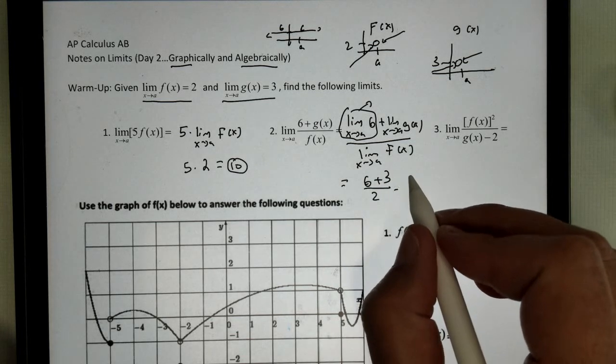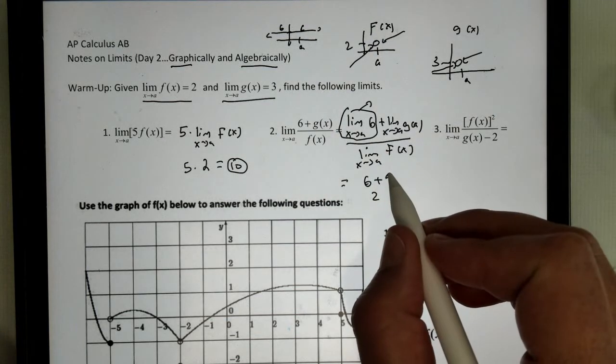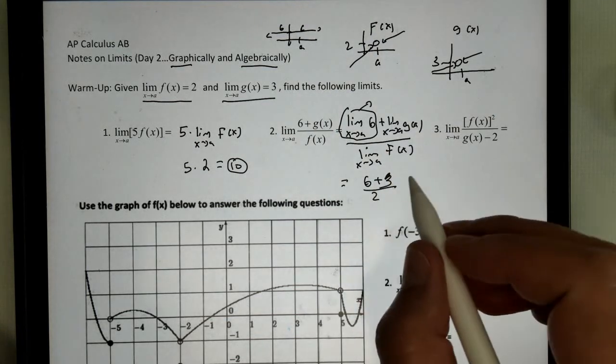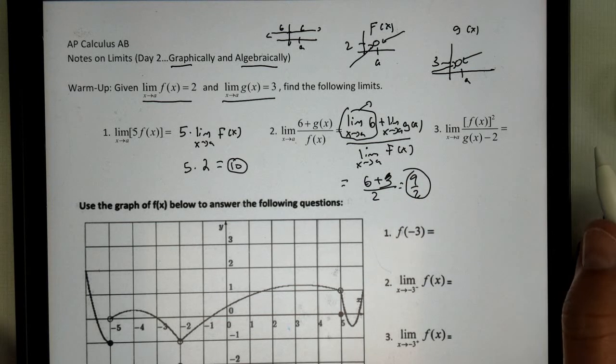Or if you want to simplify it, whoops, I hit my eraser, and that becomes 9/2, or 9/2.